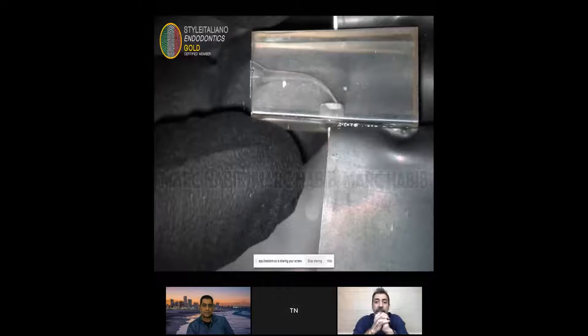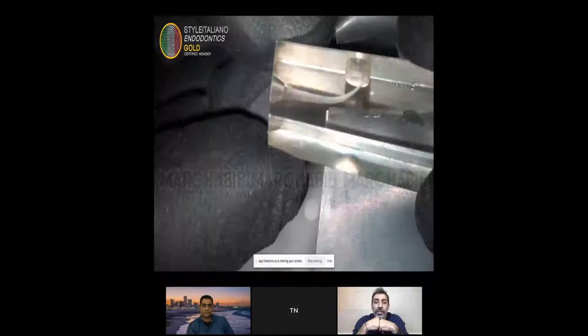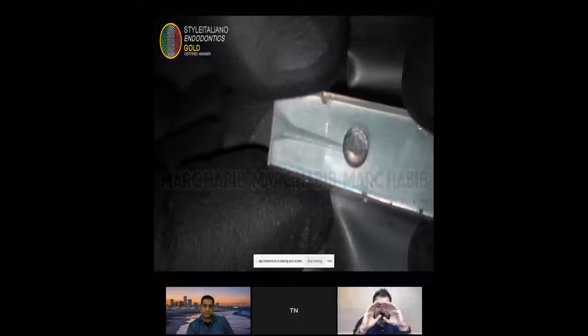And at the end, I'm going to rotate my resin block just to show you the efficiency of the shaping on all angles of this resin block. So it's completely safe, very efficient, as you saw in this video. So now we showed you on the resin block. Let us move to a clinical case.